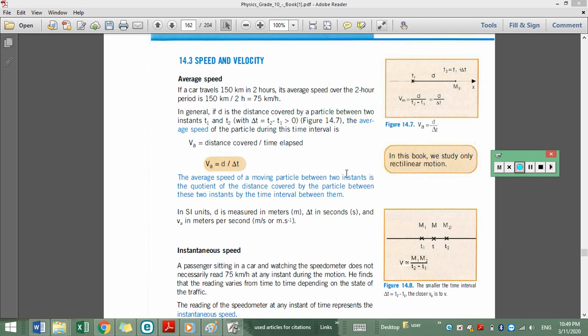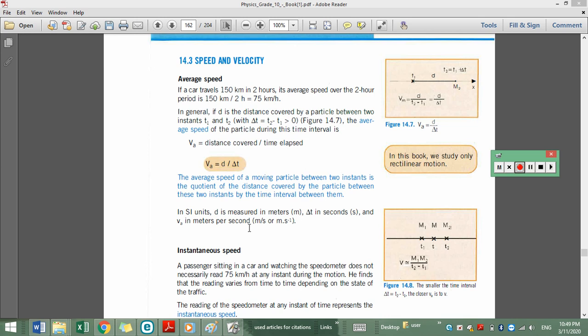Okay, so the third objective in our lesson is to differentiate on one hand between speed and velocity, and on the other hand between average speed and instantaneous speed. According to what was explained in the previous videos, we defined a position vector, and we saw how we can find its coordinates and calculate its magnitude.